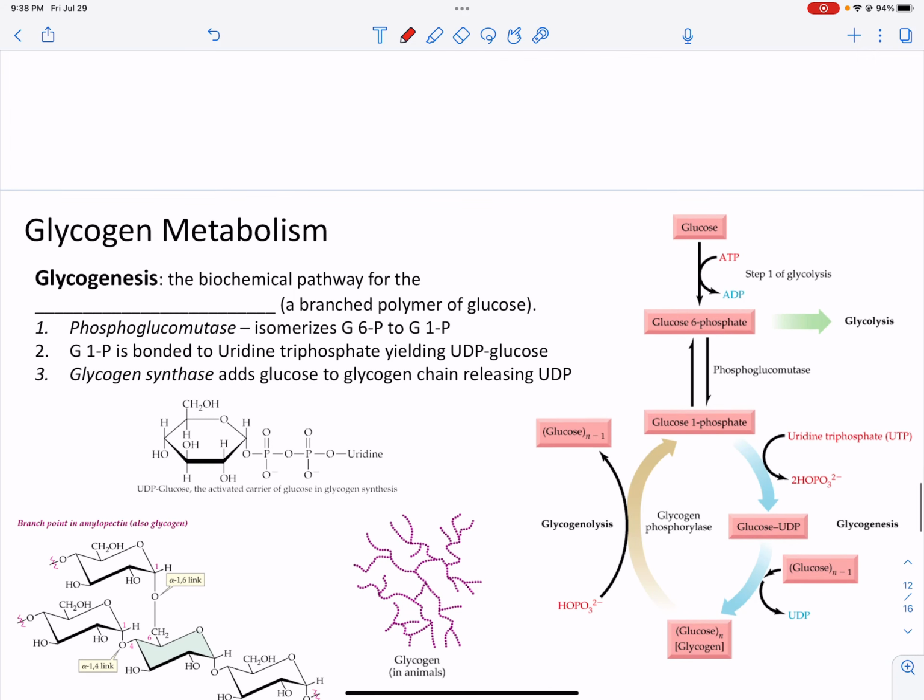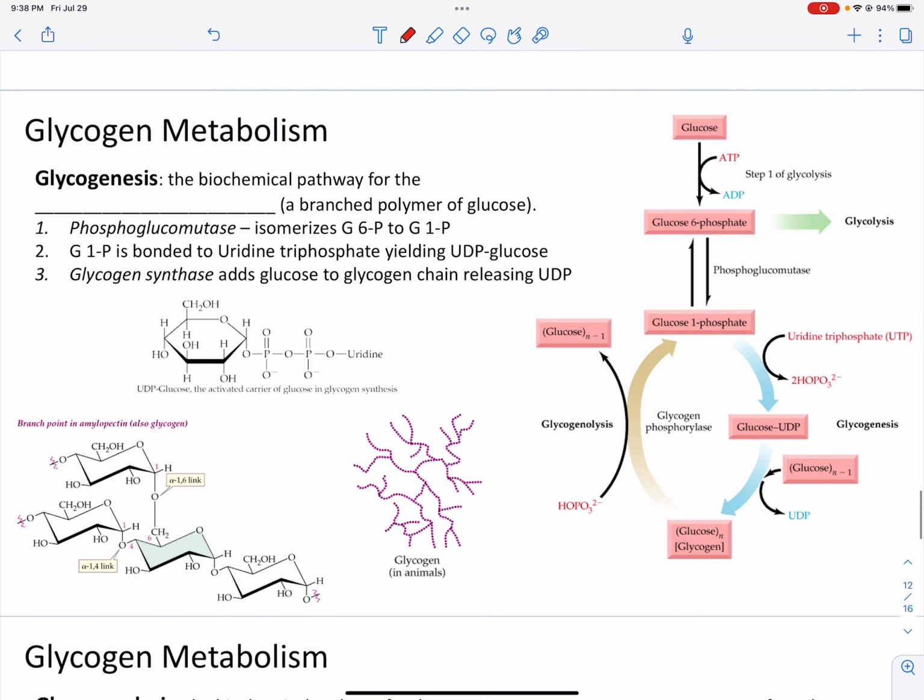Alright, this is going to be the last portion of the lecture for chapter 22. We are going to talk about glycogen metabolism, and specifically glycogenesis and glycogenolysis.